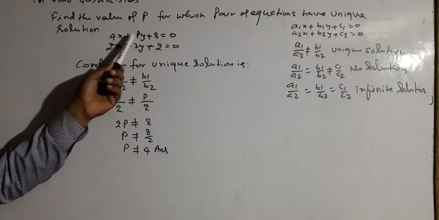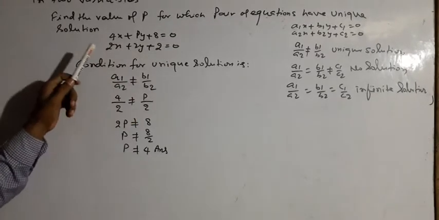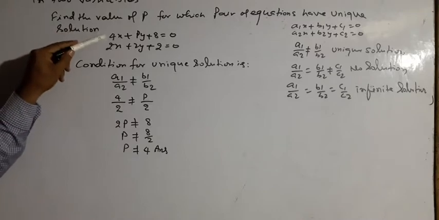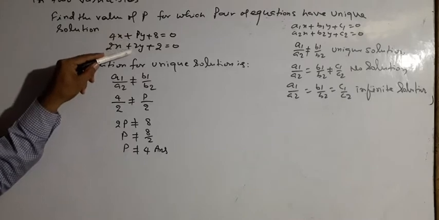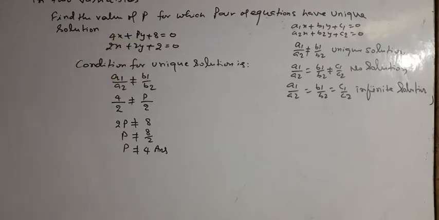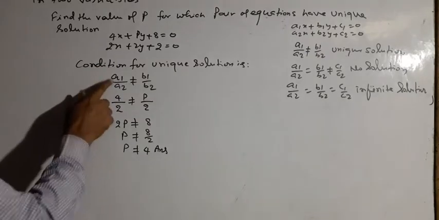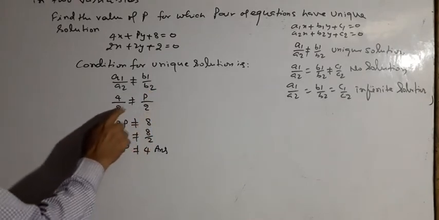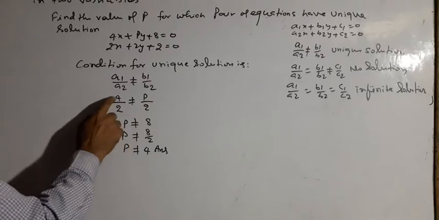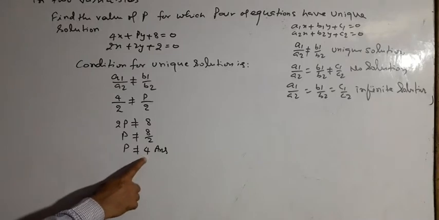First question: 4x plus py plus 8 equal to 0, 2x plus 2y plus 2 equal to 0. In this question, a1 is 4, a2 is 2, b1 is p, b2 is 2, c1 is 8, c2 is 2. Put the values in the condition. For unique solution, a1 by a2 not equal to b1 by b2. By cross multiplication, 2 multiply p, 2p, 4 multiply 2, 8. P not equal to 8 by 2, p not equal to 4. This is the answer.